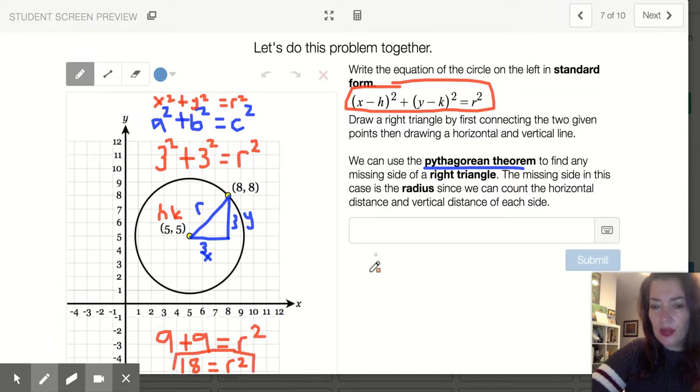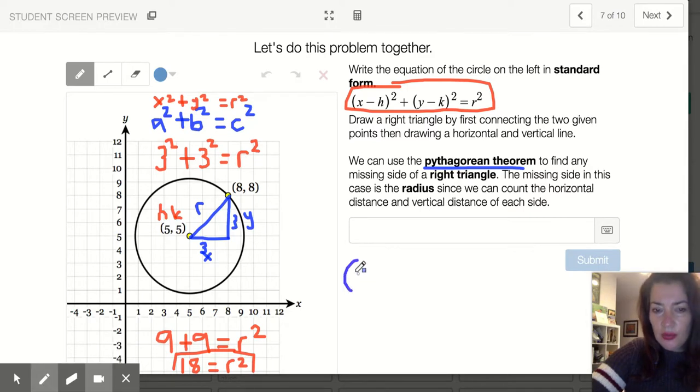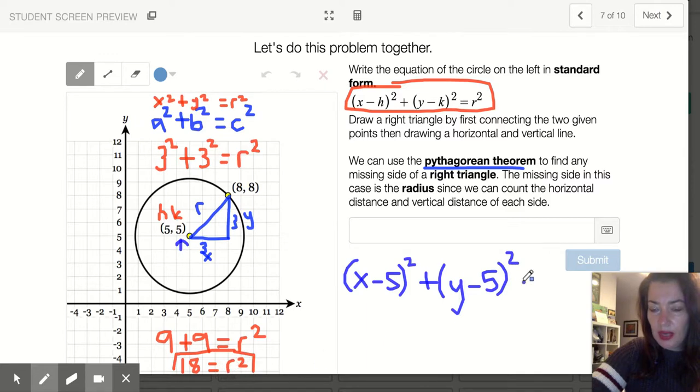So to write the equation, I can easily just plug in my h value. I will write x minus 5, squared, plus my k value right here, which is also 5. Here's my k value, so I will write y minus 5. And our r squared, we calculated it to be 18, so I can just write it as 18. And that completes our equation of our circle in standard form.